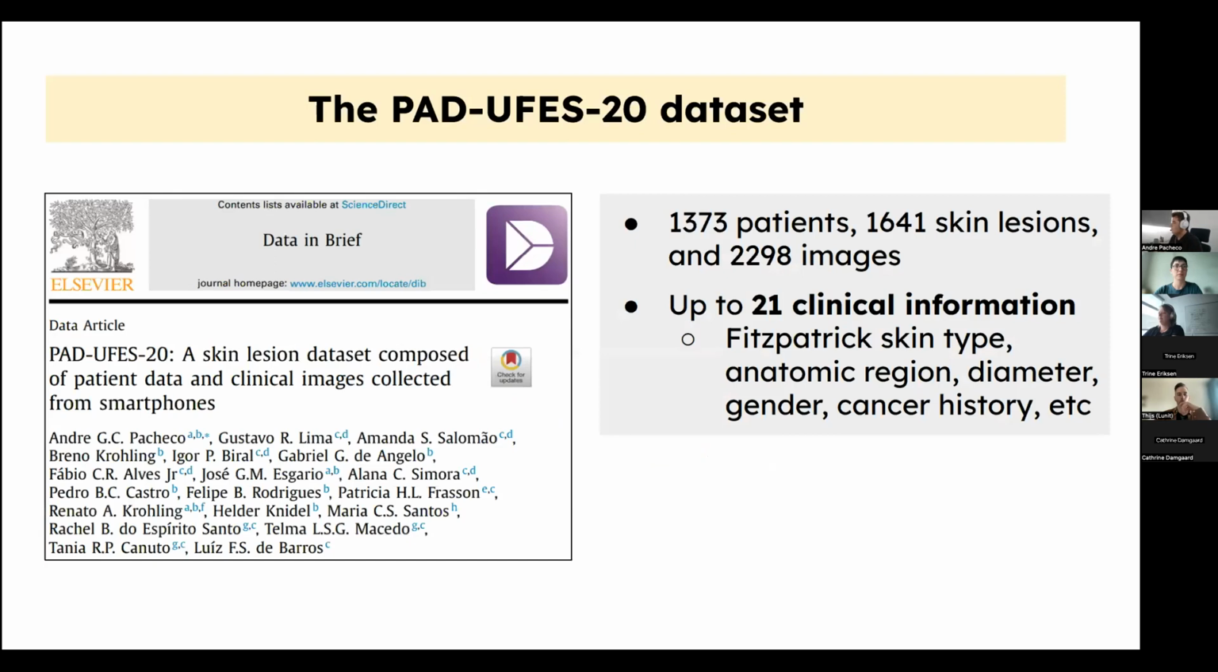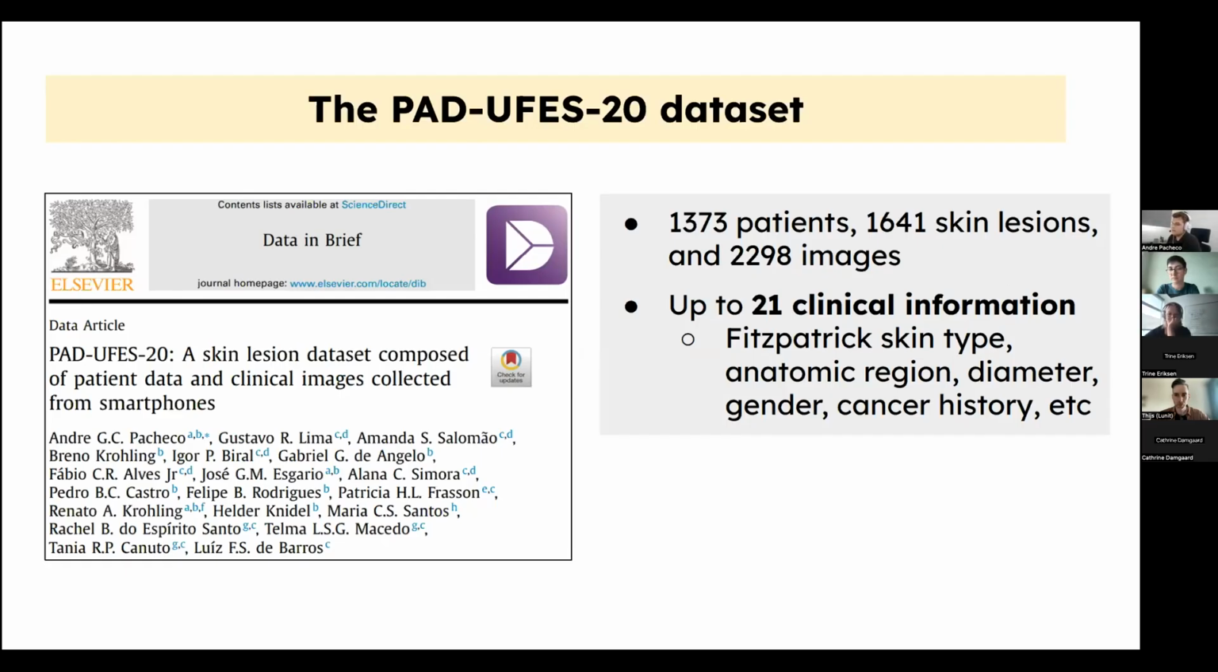So, what is the PAD Office 20 dataset? It's a dataset composed of clinical images collected from a smartphone device and patient clinical data, which I also call metadata. This dataset contains 2,298 images of 1,641 skin lesions collected from 1,373 patients.